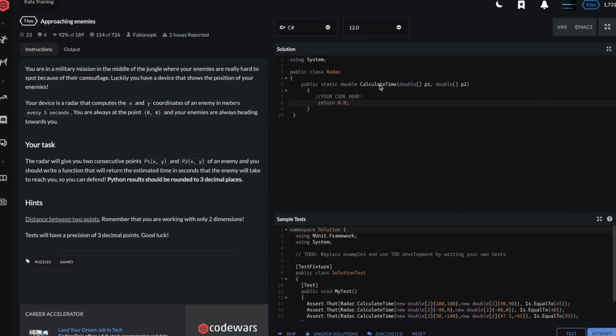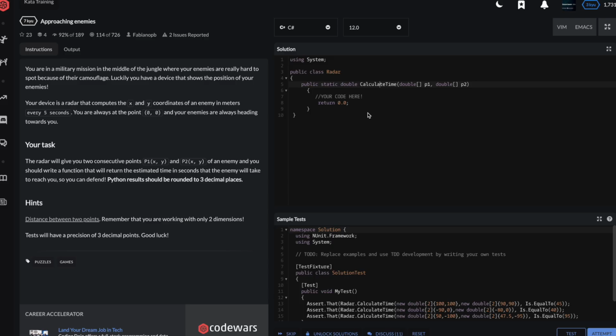The idea is that we're going to complete this calculate time function that takes a couple of points, represented here as arrays of doubles meant to hold two values, an x value and a y value. You are to determine the speed the enemy is moving from the distance between these two points and the time that it took to get there. They told us that the time interval is 5 seconds. That's somewhere in the description. Here we go, every 5 seconds.